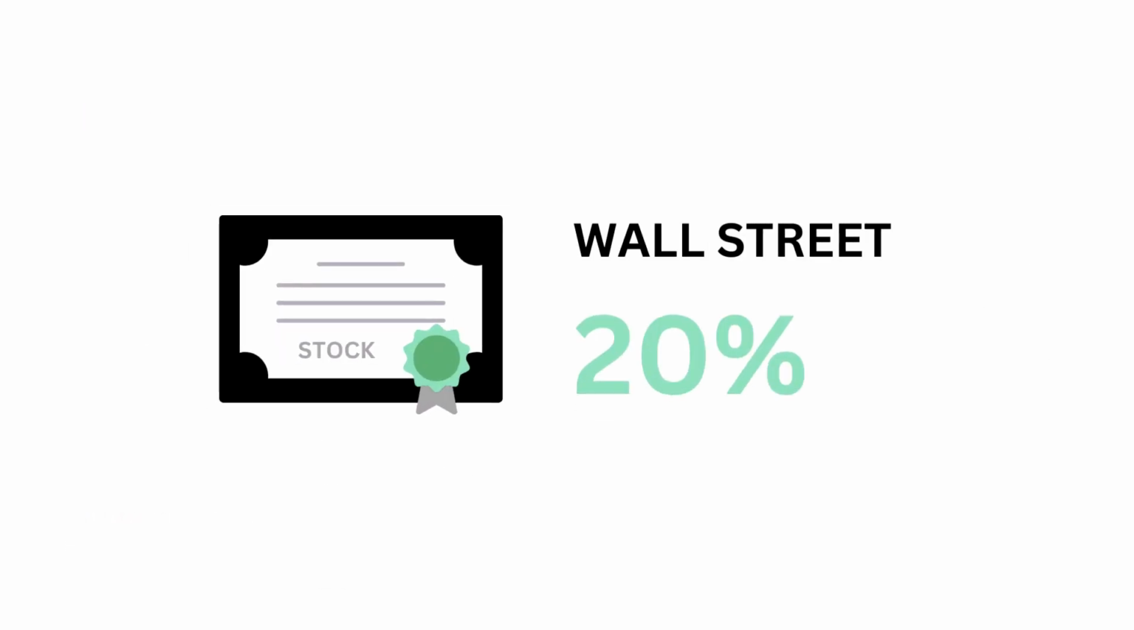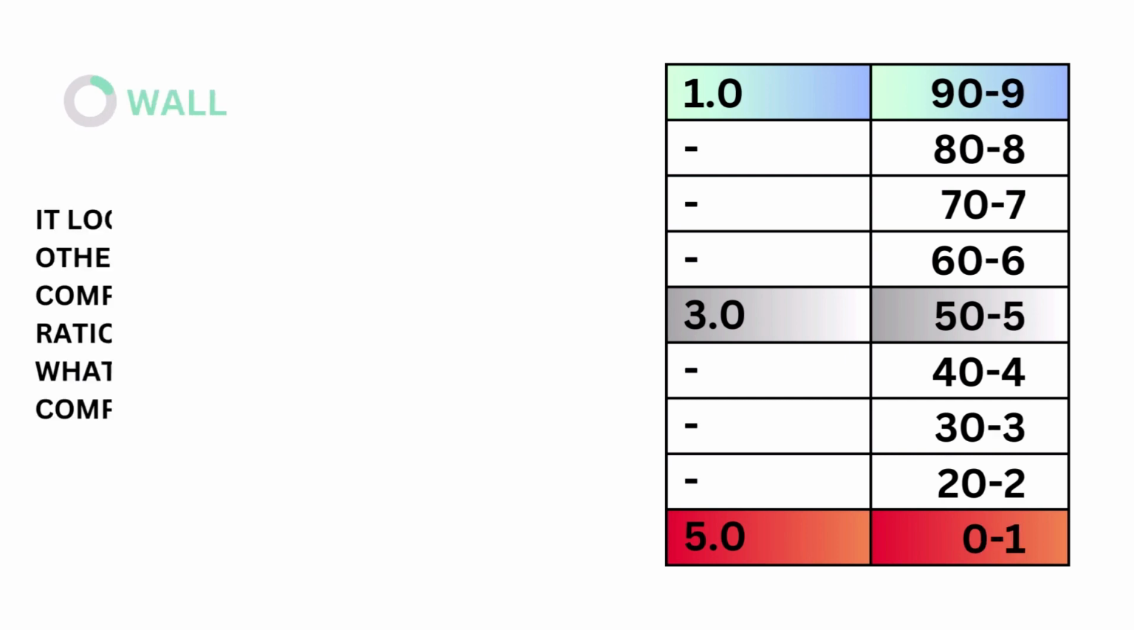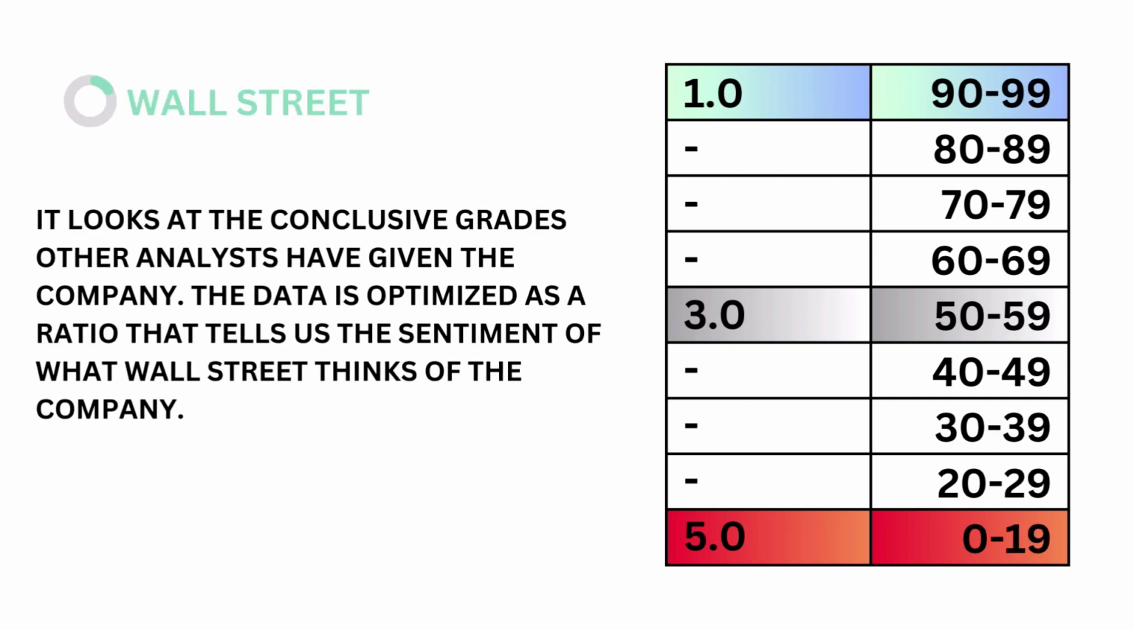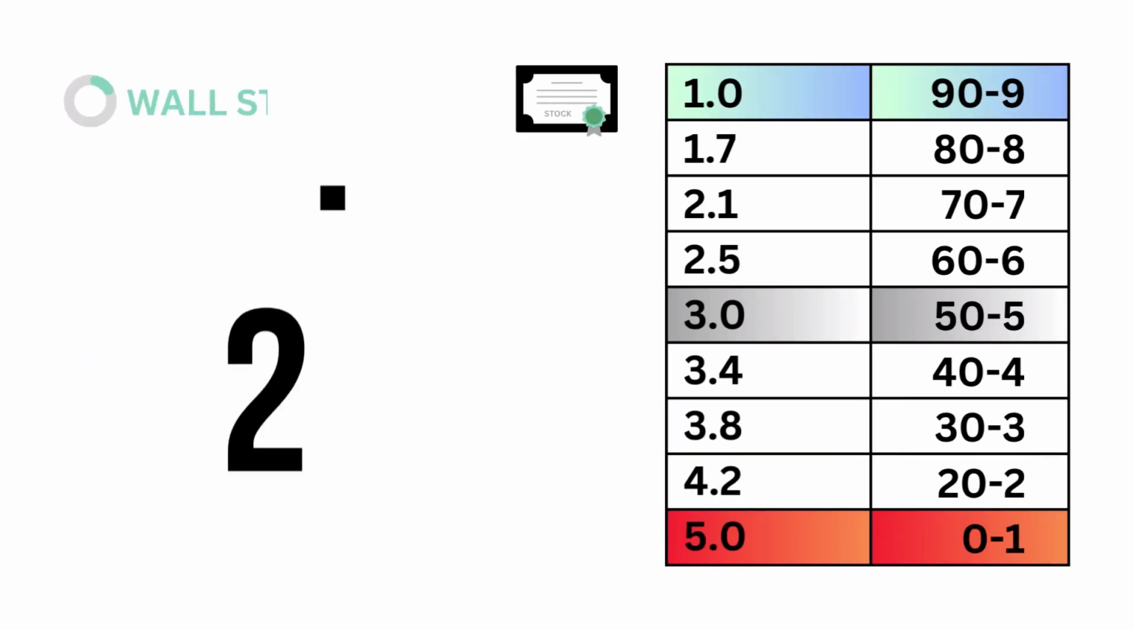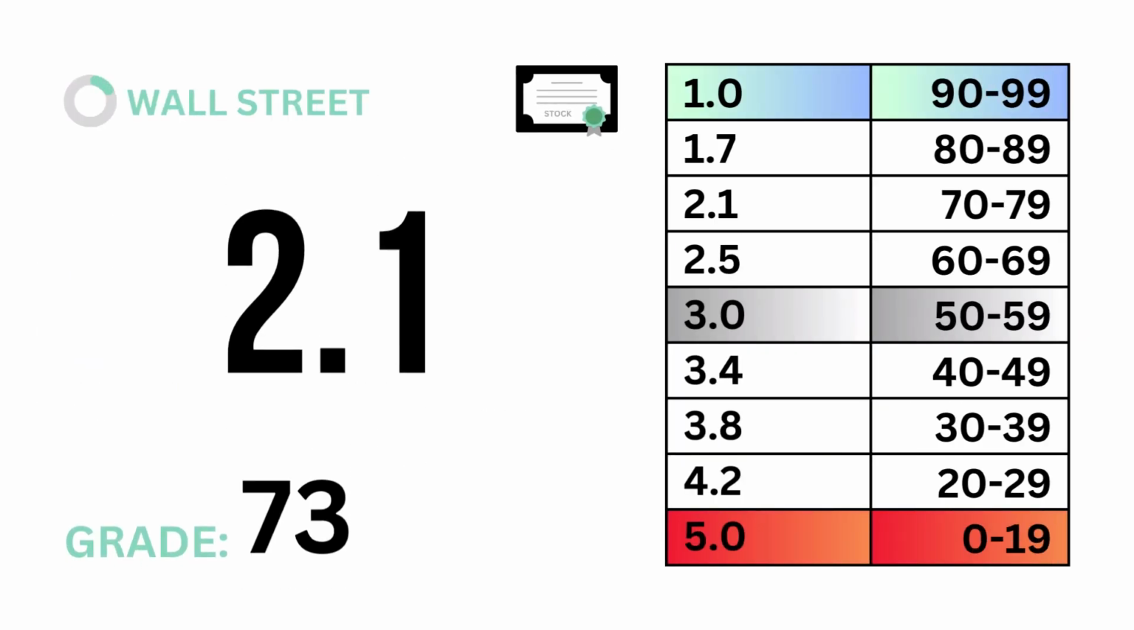Lastly, in the stock factor is Wall Street, which accounts for 20%. Wall Street looks at the conclusive grades other analysts have given the company. The data is optimized as a ratio that tells us the sentiment of what Wall Street thinks of the company. The models tell us that a Wall Street ratio of 3 is considered average. Here's our Wall Street ratio and Wall Street grade.